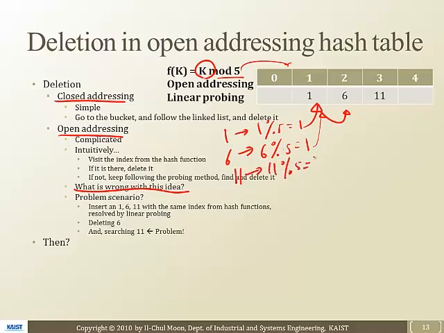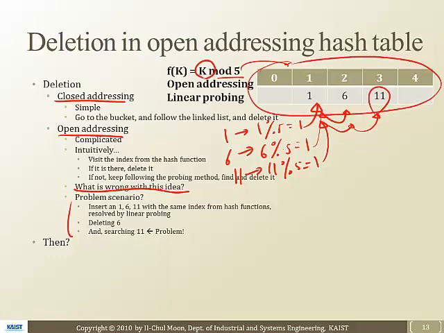11 divided by 5 leaves 1, and that means the index is still 1, right? So the index is 1, it's already occupied, move to the next location and then move to the next location. So 11 is being stored at the index of 3 here. So we can construct this hash table here. And then with this hash table, let's imagine that we are going to delete 6.